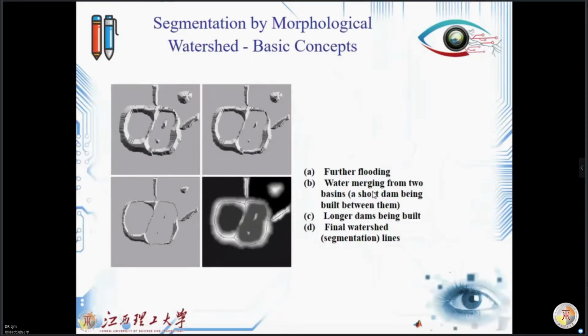This is one example of this method. If you look at it carefully, then suppose a good application for this segmentation may be in medical image processing, when they want to specify one organ or one part of your body.